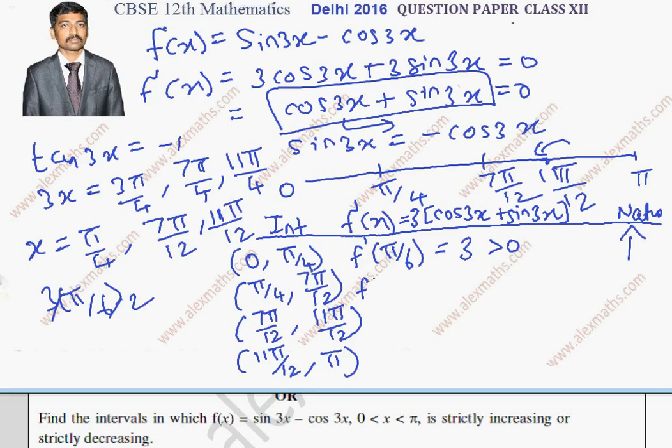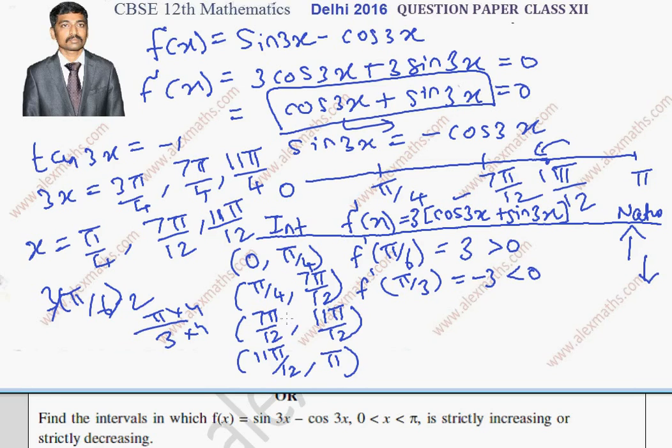So here the function is strictly increasing. Coming to the next interval, I can take the value f dash of pi by 3. First I have to check whether it is between pi by 4 and 7 pi by 12. If I take pi by 3, I will make a common denominator, I'm getting 4 pi by 12, which is less than 7 pi by 12. So if I substitute, 3 into pi by 3 is cos pi then sin pi. So I'm getting minus 3, which is less than 0, so it is decreasing.